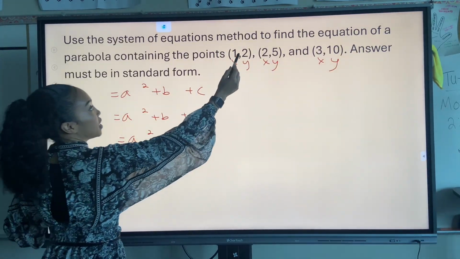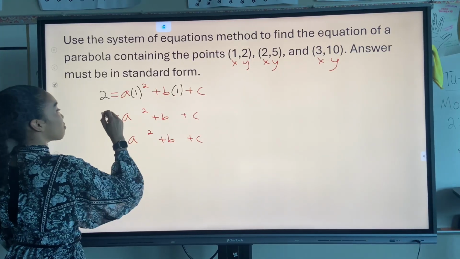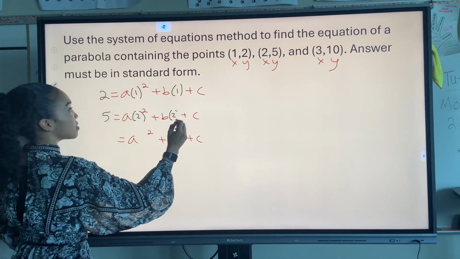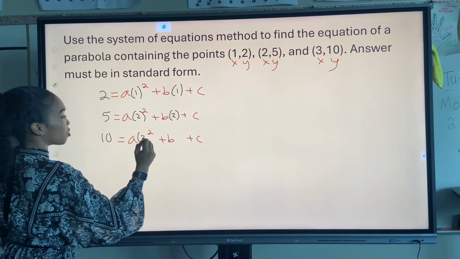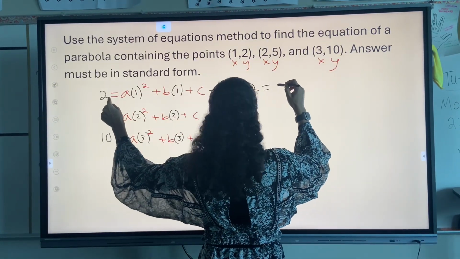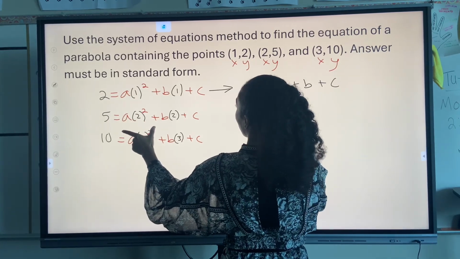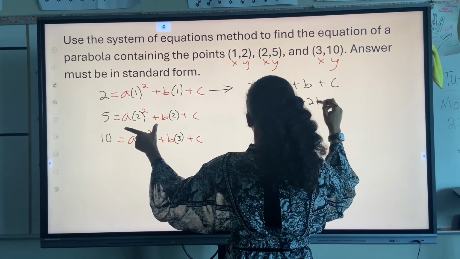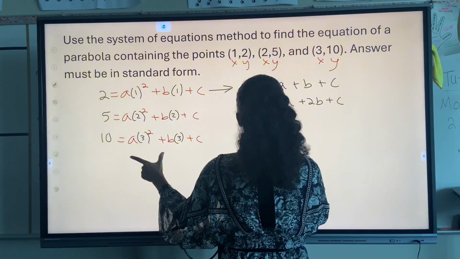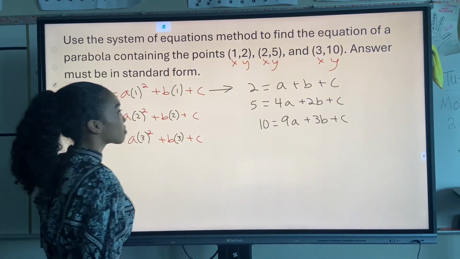So the first point is 2 and 1. So the 2 and the x for the 1s. Next is 5 and you plug in 2's for the x's. Next is 10 and you plug in 3's for the x's. This simplifies to 2 equals a plus b plus c. This one is 5 equals 4a plus 2b plus c. This one is 10 equals 9a plus 3b plus c.